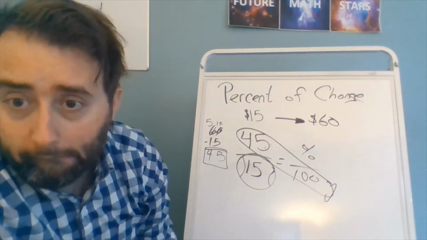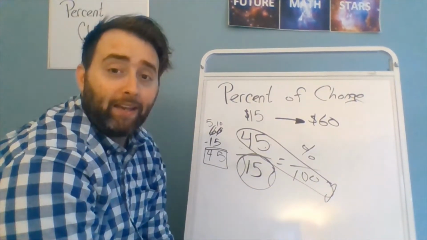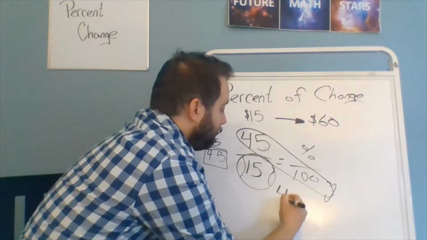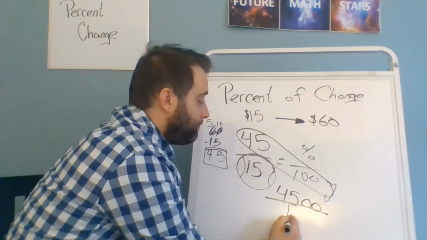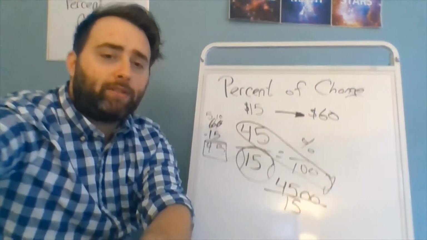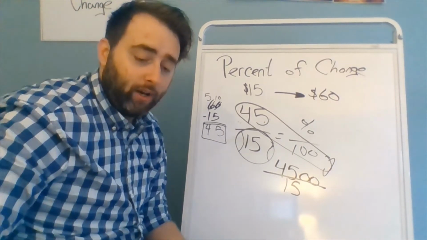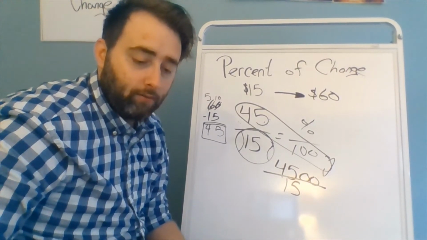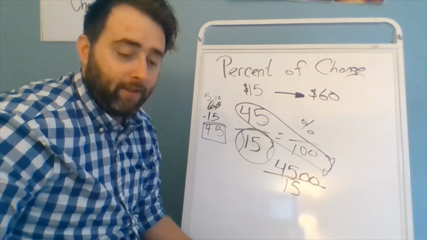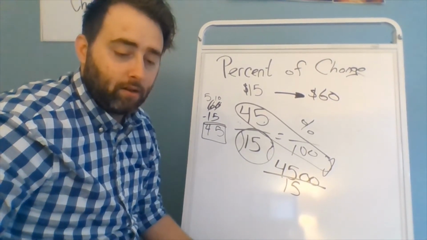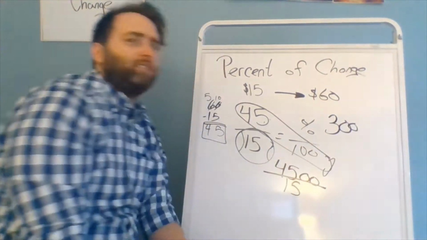So when you multiply anything by 100, it takes the number and adds 2 zeros to the end. Okay? Then I'm going to divide it by 15. So 4,500 divided by 15 is 300. Mr. Nugent, that's a huge number.